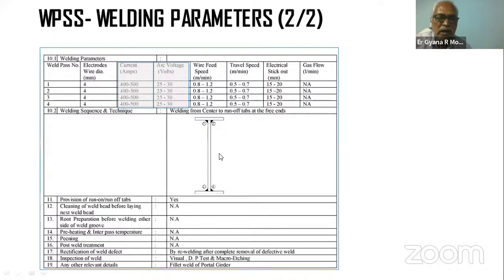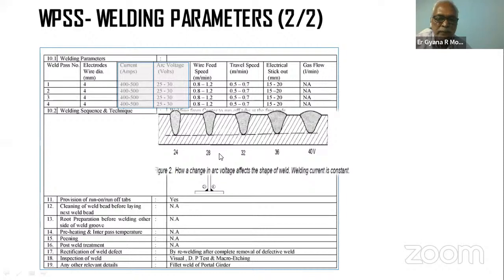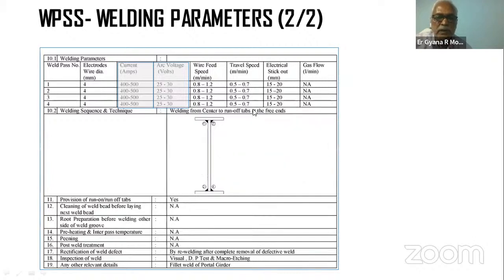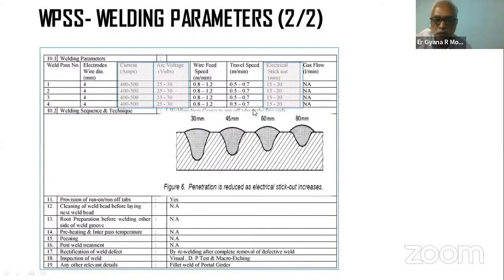Then let us say we have the arc voltage. Arc voltage is normally between 25 and 30. We should not tamper with arc voltage. What happens when the arc voltage is high? As the arc voltage is high, the size of the weld increases and the consumable use may go up. Then we have the electrical stick out. If the electrical stick out is more, we have lesser penetration and a flatter weld, because more electrode will melt, but the depth of penetration will go down. So these are the parameters.